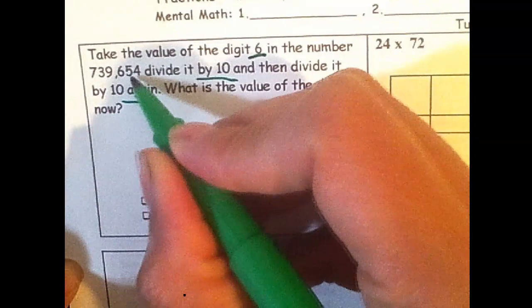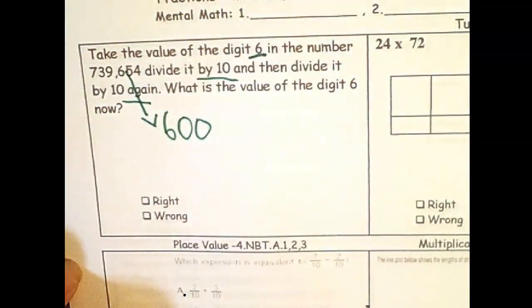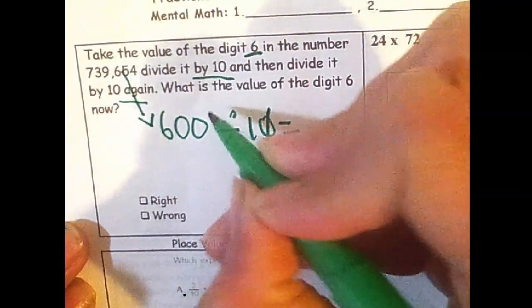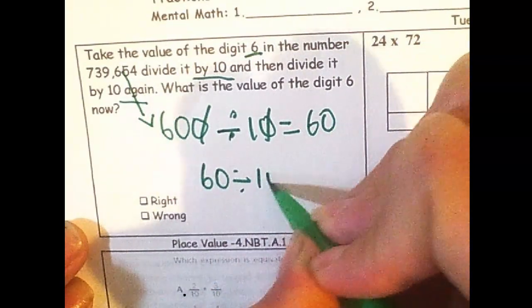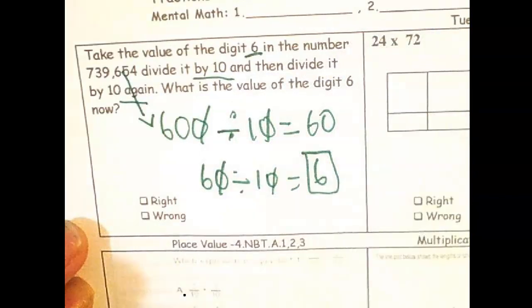Okay, so first we want to find the value of that 6, which is 600. When we divide it by 10 first, that gives us 60. And then when we take that 60 and divide it by 10 again, it gives us 6. So here is our final answer.